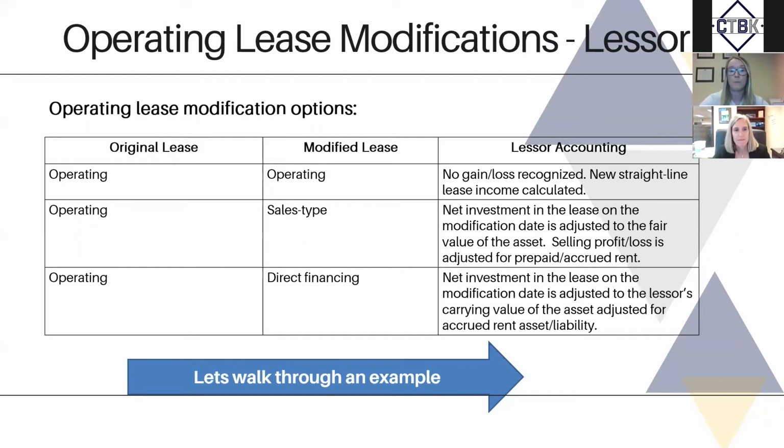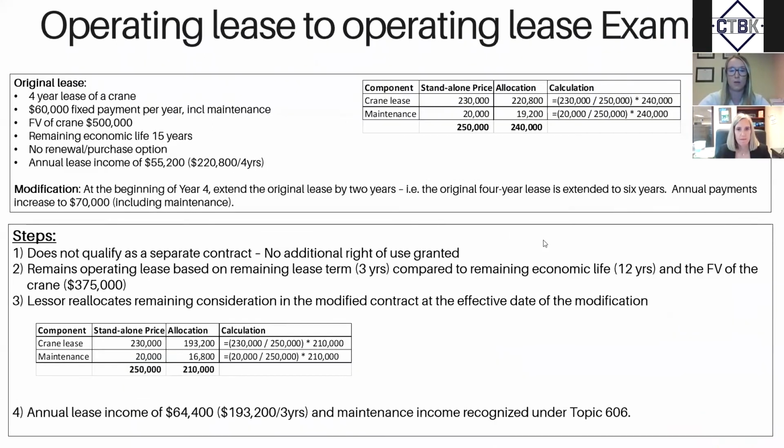If the operating lease is modified and is now going to be considered a sales type lease, the net investment in the lease is going to be adjusted to the fair value of the asset. If the operating lease is modified into a direct financing lease, the net investment at the date of modification is going to be adjusted to the lessor's carrying value. So now we're going to talk through an example of an operating lease modification so that you can see how this would be applied.